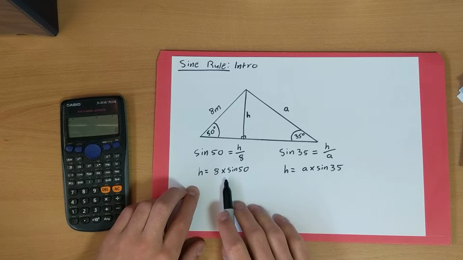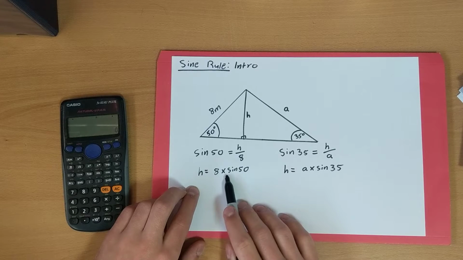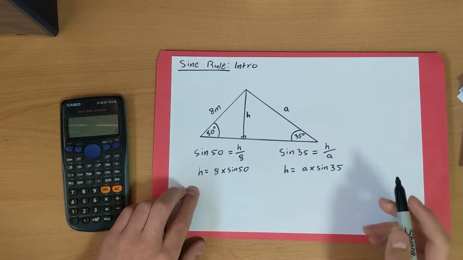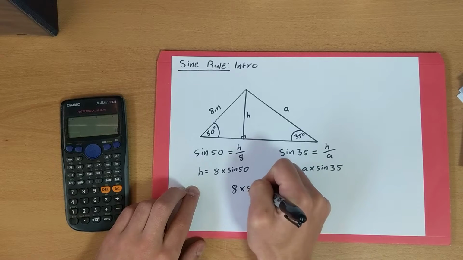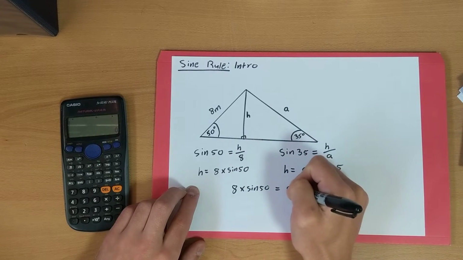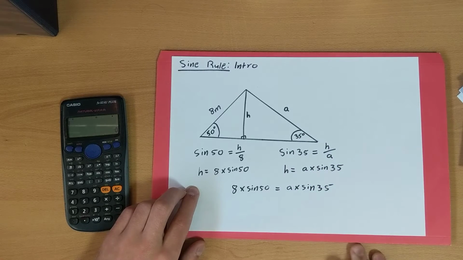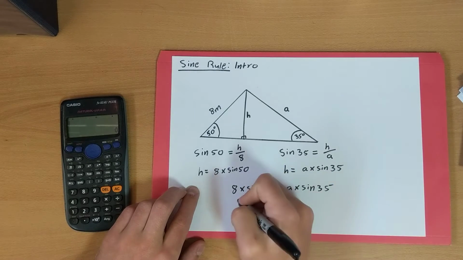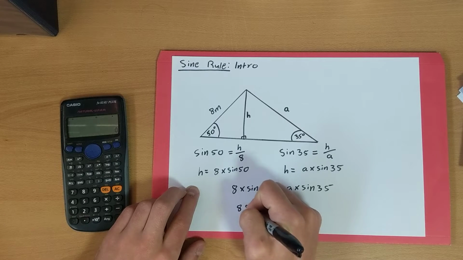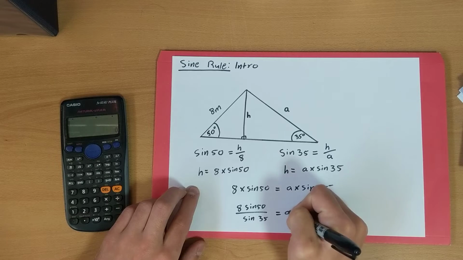Now, I have an expression here for H, and I have an expression here for H. So if H equals 8 times sine 50, and H equals A times sine 35, then it must be the case that 8 times sine 50 equals A times sine 35. I can rearrange that to solve for A by dividing both sides of the equation by sine 35. So I get 8 times sine 50 divided by sine 35 equals A.